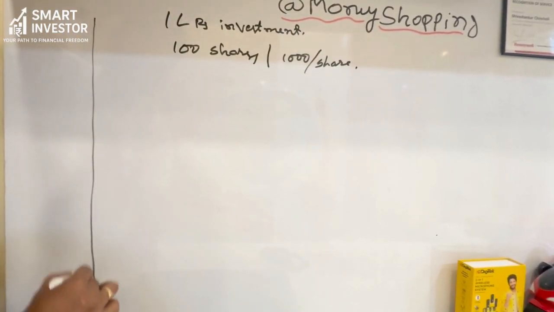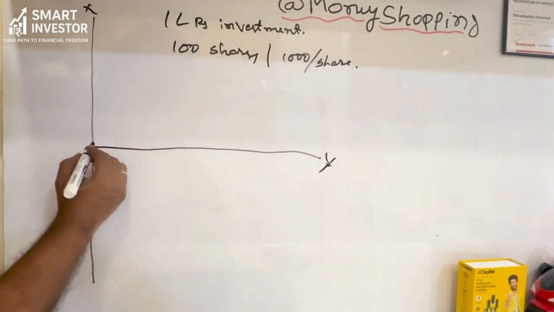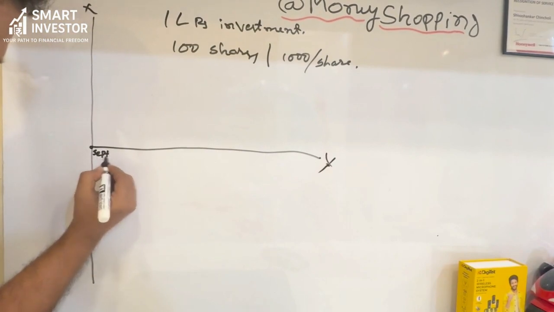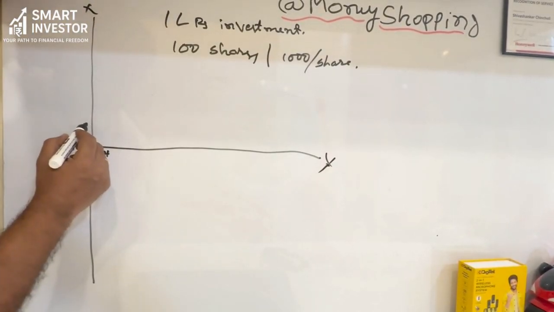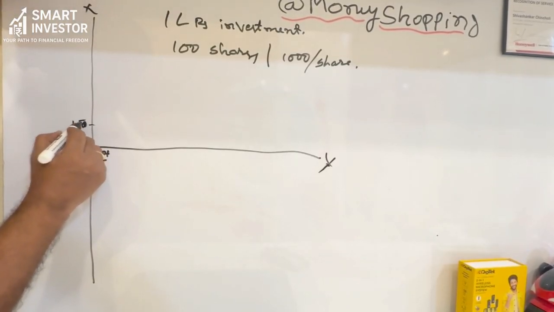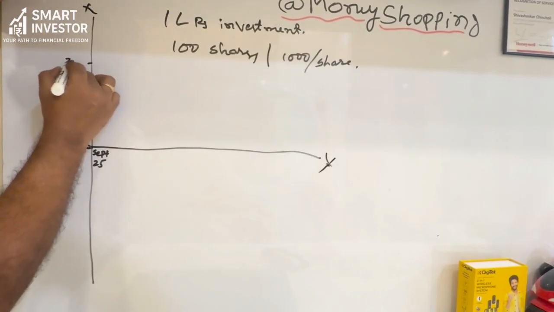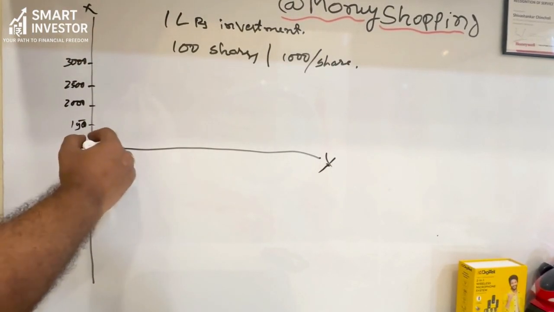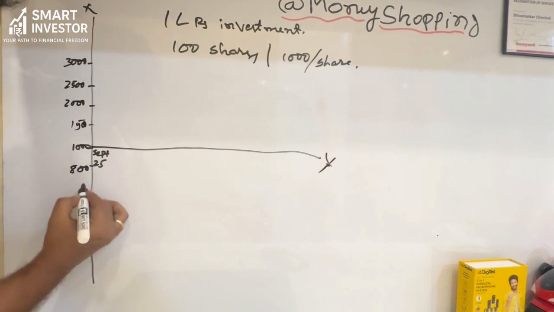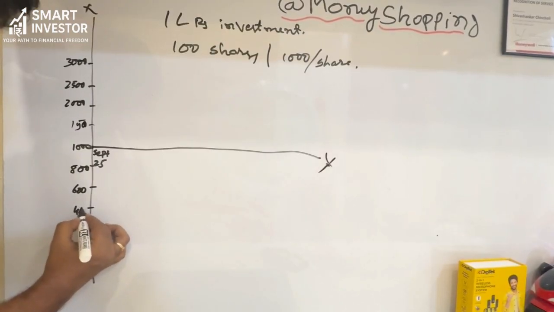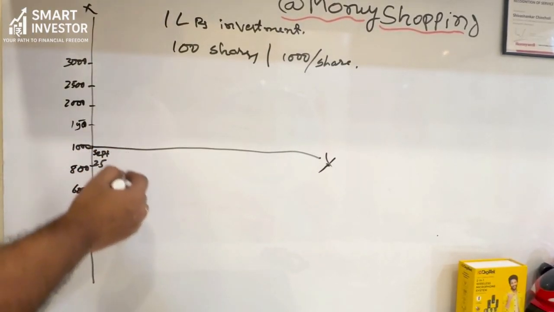So now I'll put a graph. This is the X axis, this is the Y axis. Here, in September 25, we have put 1000 rupees per share. And here I'll say 1500, 2000, 2500, 3000. If you think it is growing, it will go like this. If it is going negative, I'll say 800, 600, 400, 200. If in case it goes negative, this is how the value will go.